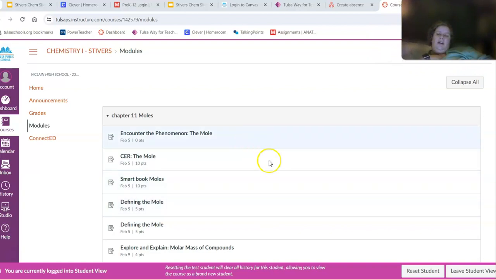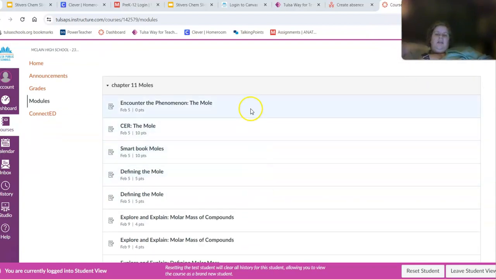So this is you. You are on your chemistry page. The first thing you're going to do is read the encounter, the phenomenon, the mole. You're going to fill out the CER of the mole. And then you're going to do the Smart Book and do these 2 explore and explains of defining the moles. So these 4 things, this one is just reading, and this is where you're going to answer the questions. Make sure to fill out all the points for that. You can read defining the moles, and then do your Smart Books.